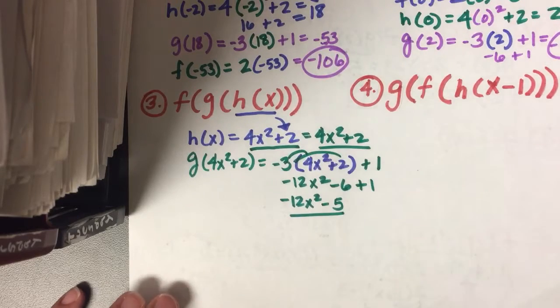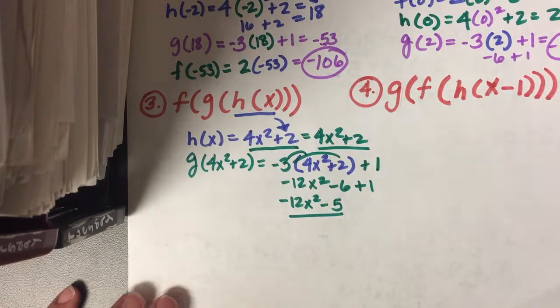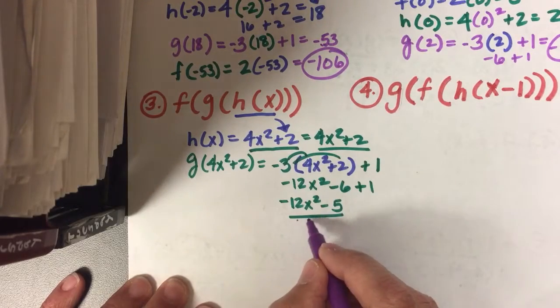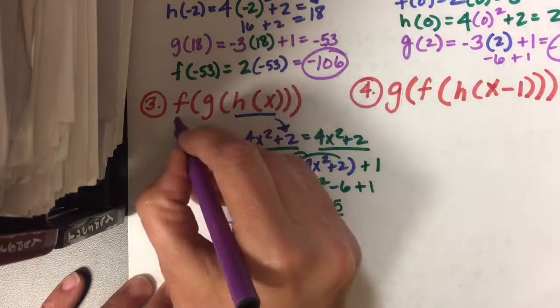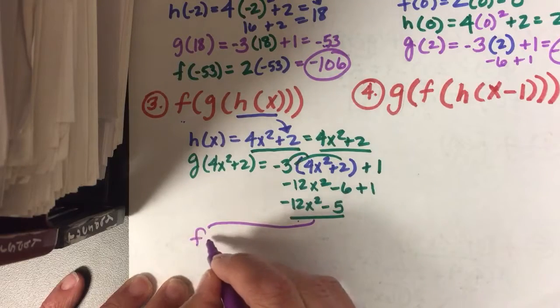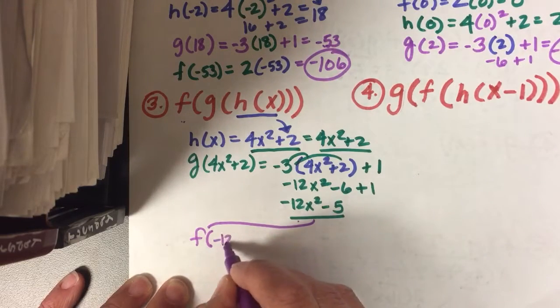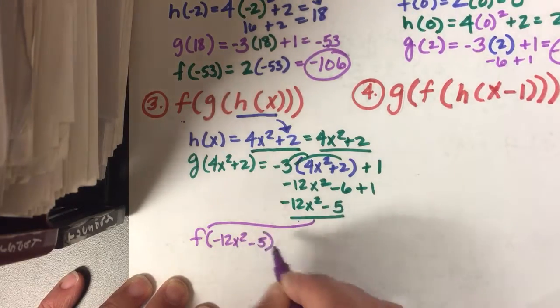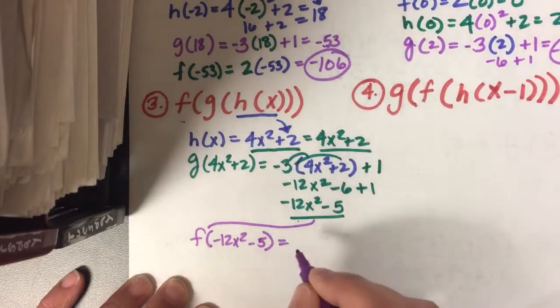Apologies for that. So now I'm going to go to my third value. Okay, so I'm going to come down here. I'm going to take this, and then I'm going to plug that into f. So now I have f of negative 12x squared minus 5. This is just a big chain, okay?